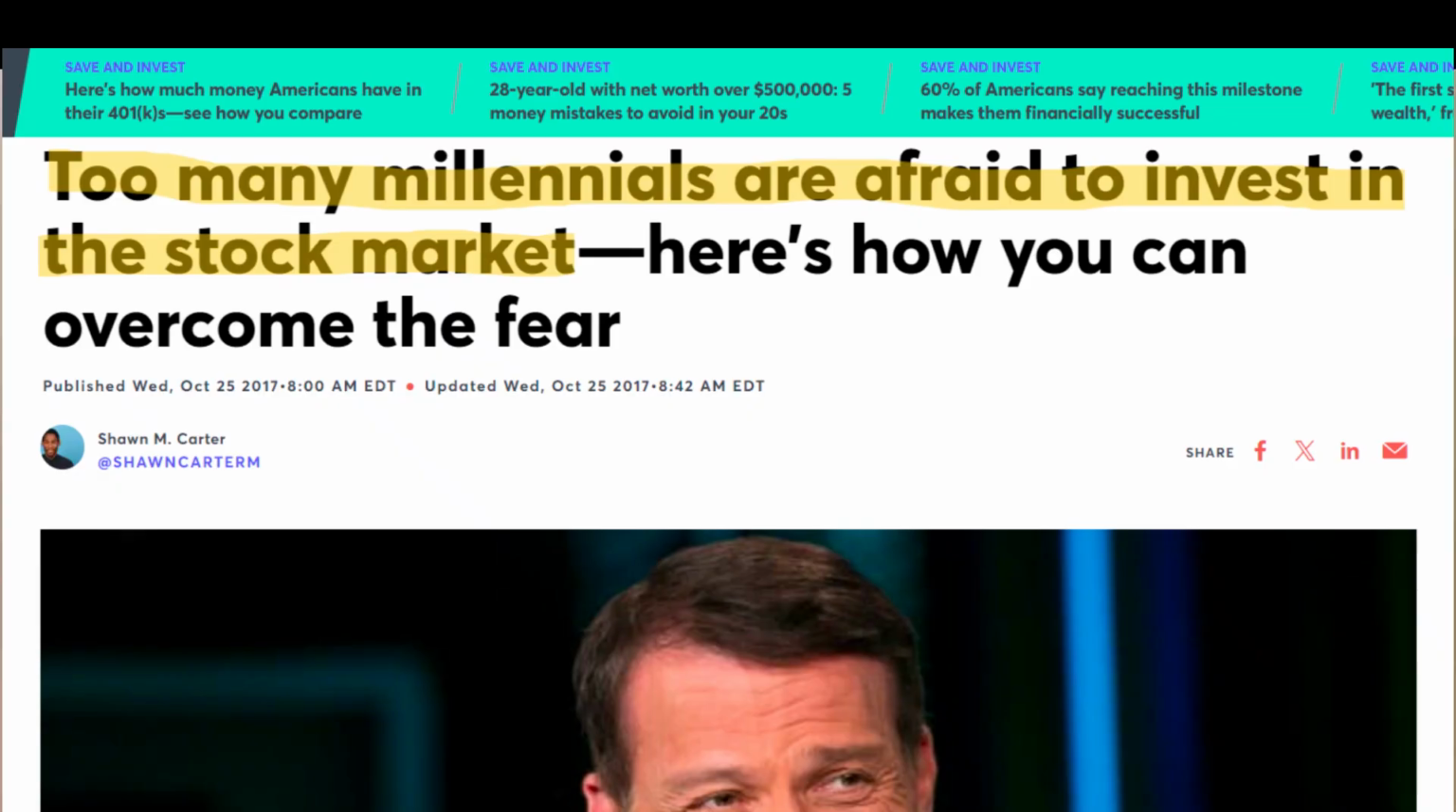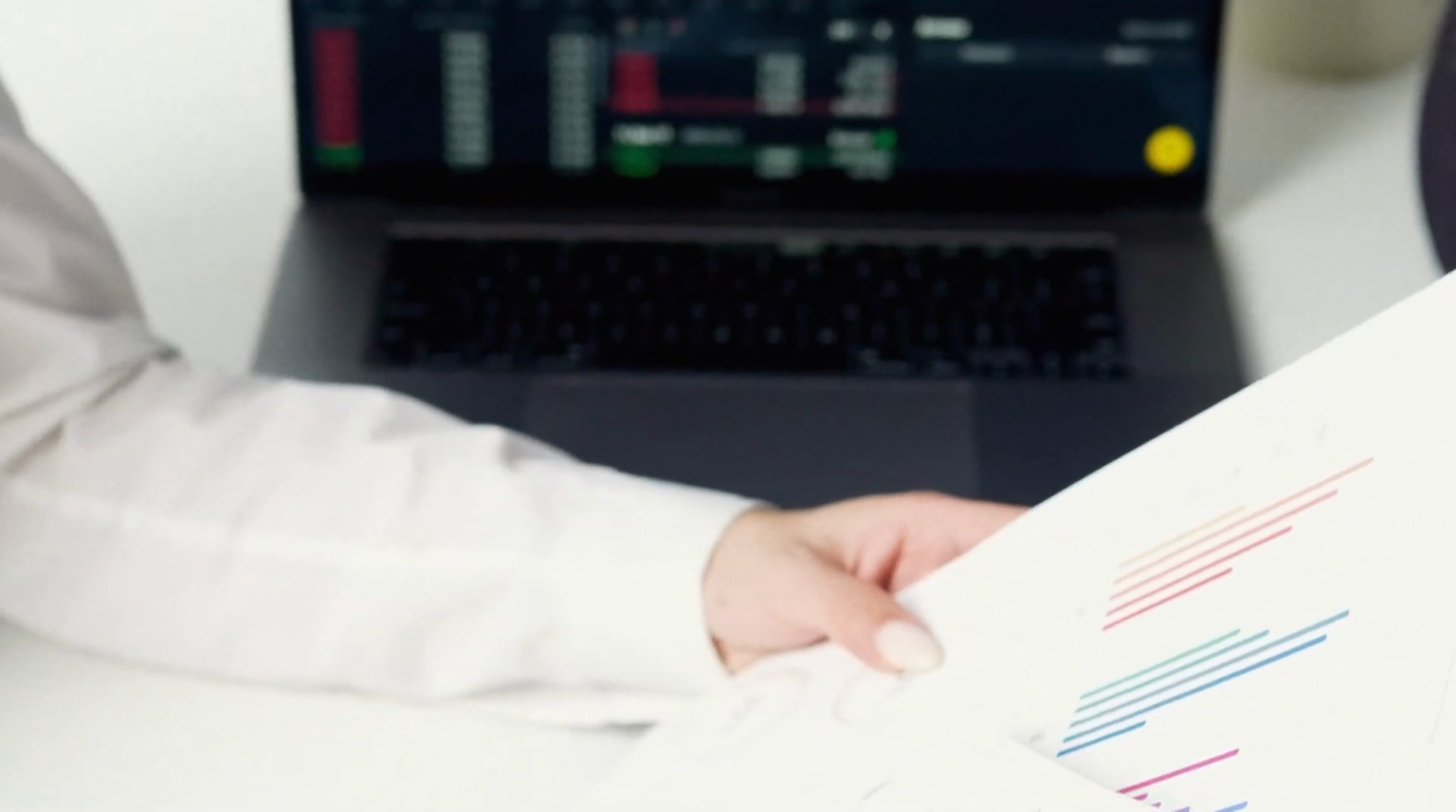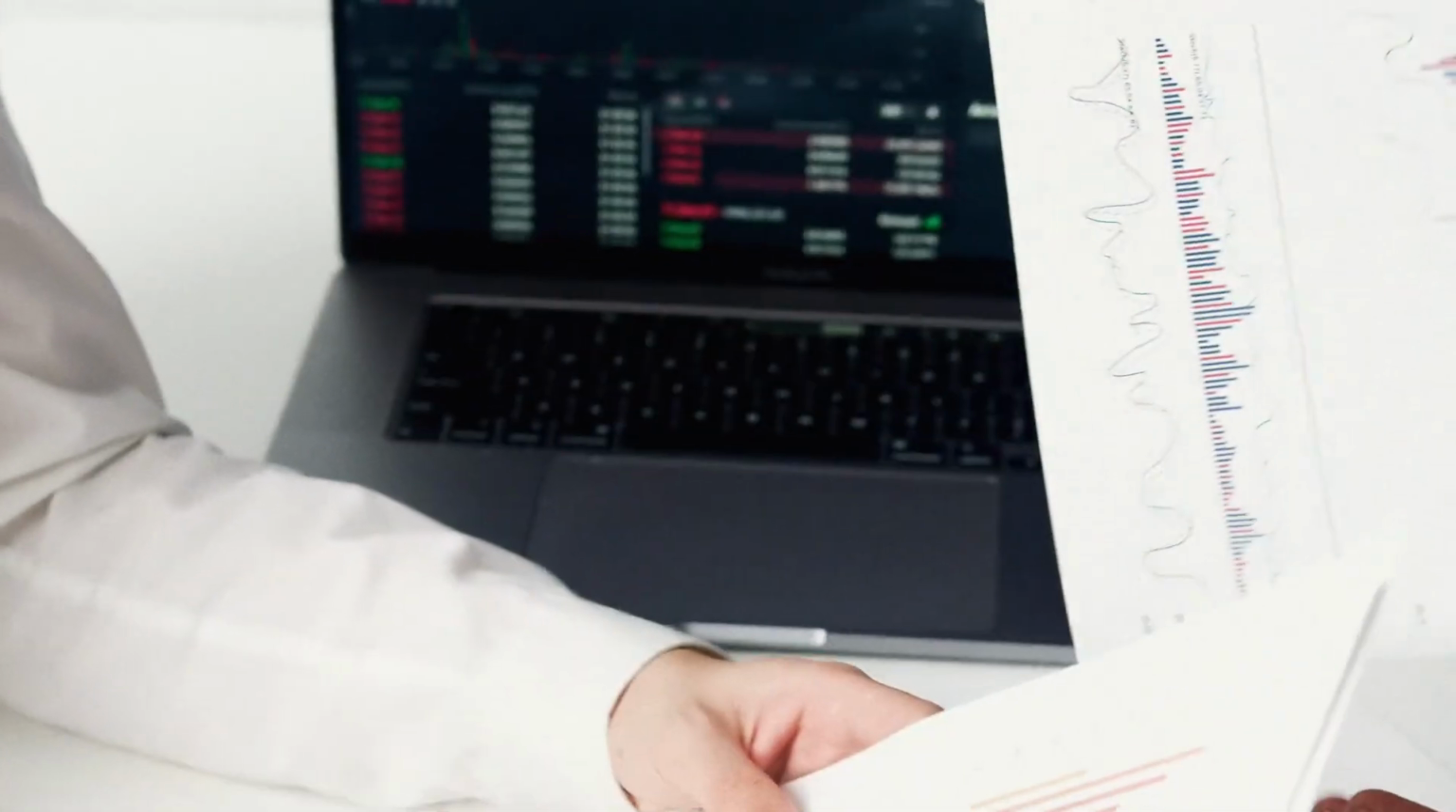Investing in the stock market can seem intimidating to new investors, and I was one of them. So I'm going to break down every single term you need to know so you can make money in the stock market. Starting with the basics, what is a stock?